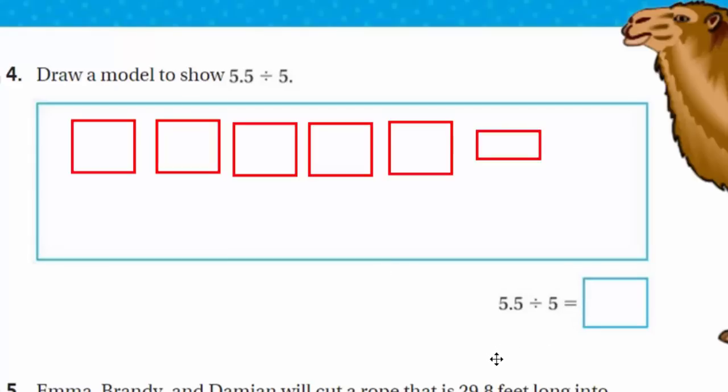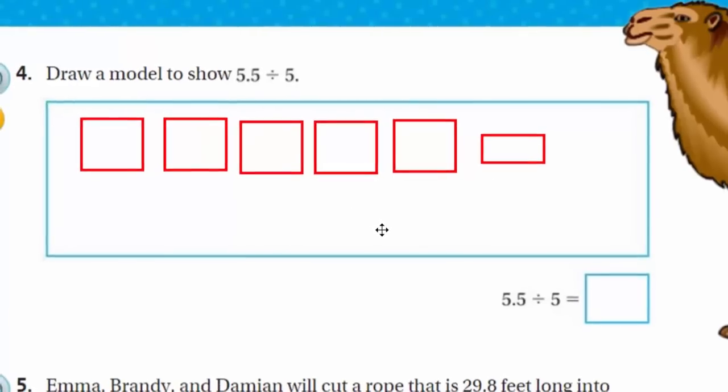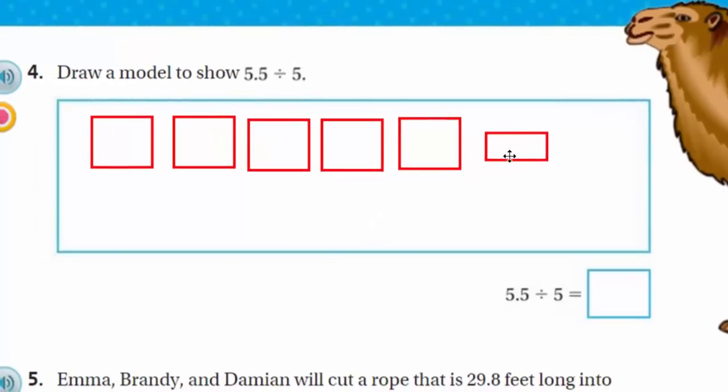So what you can see here, what I have done is I've represented our dividend 5.5. I have 5 wholes, and I have a half, and he's about half of one of those. Try to make it as accurate as possible. Okay, so there's my 5.5. But my divisor is 5, and what that means is I need to make 5 groups and figure out how many of these are going to go into each group. So I'm going to go ahead and do that.